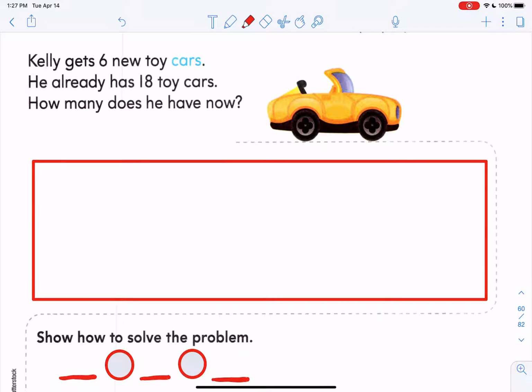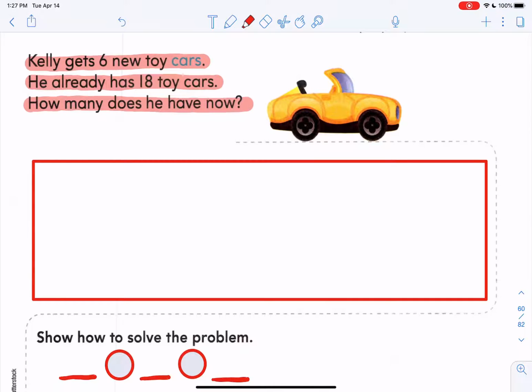So let's look at this problem I've got. I'll read it for you. It says, Kelly gets 6 new toy cars. He already has 18 toy cars. How many does he have now?